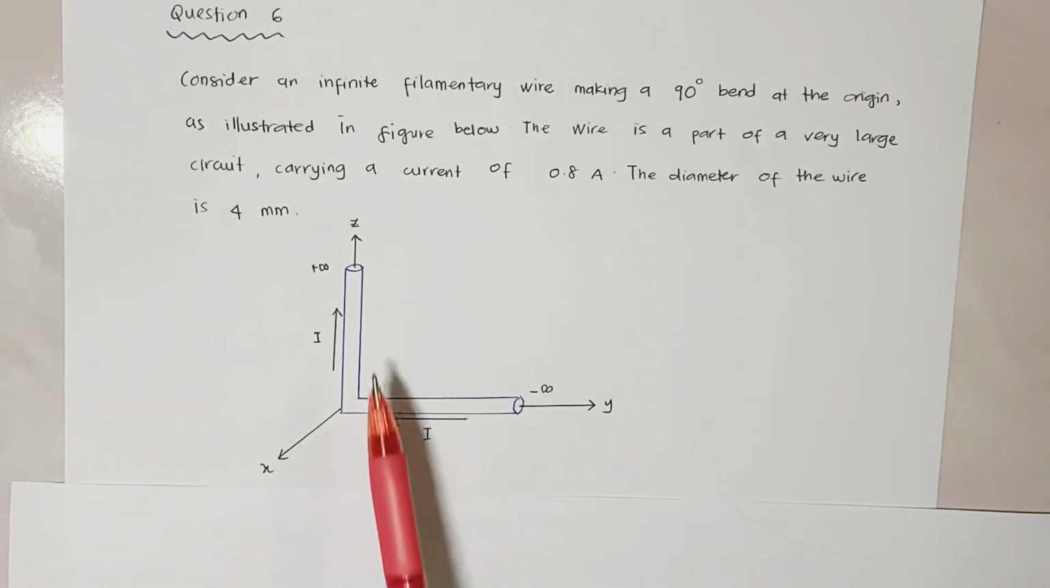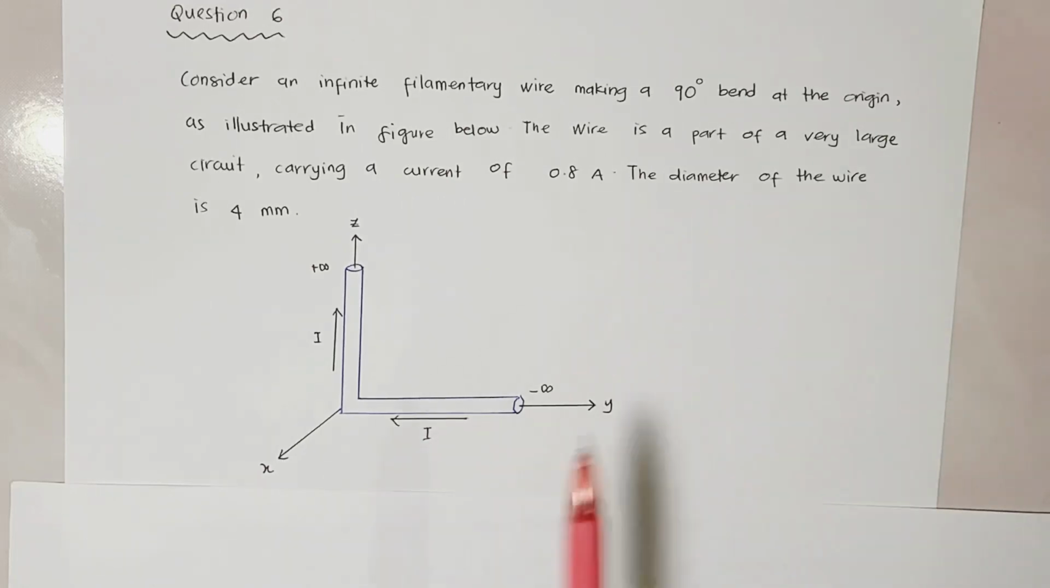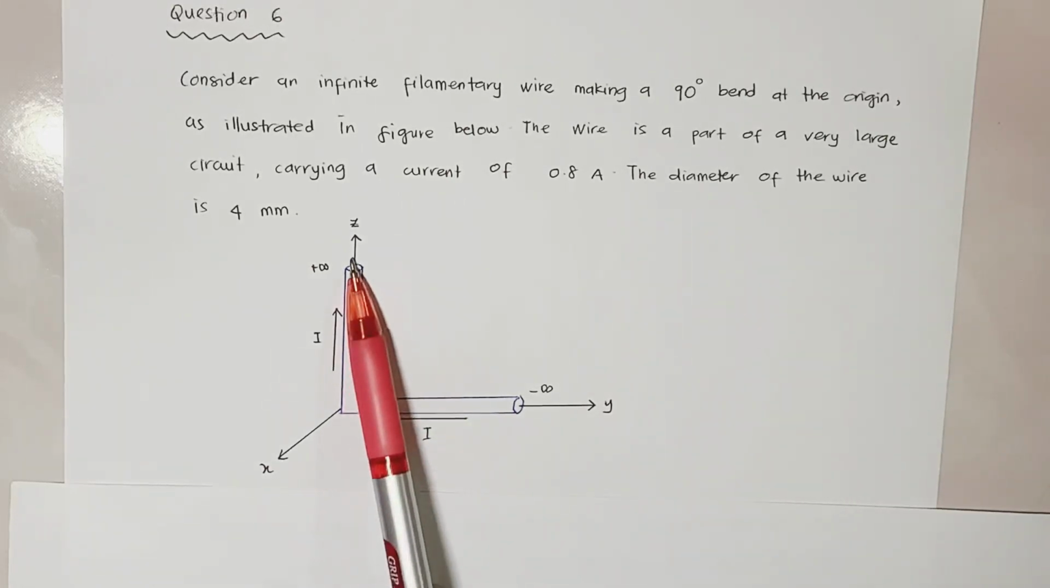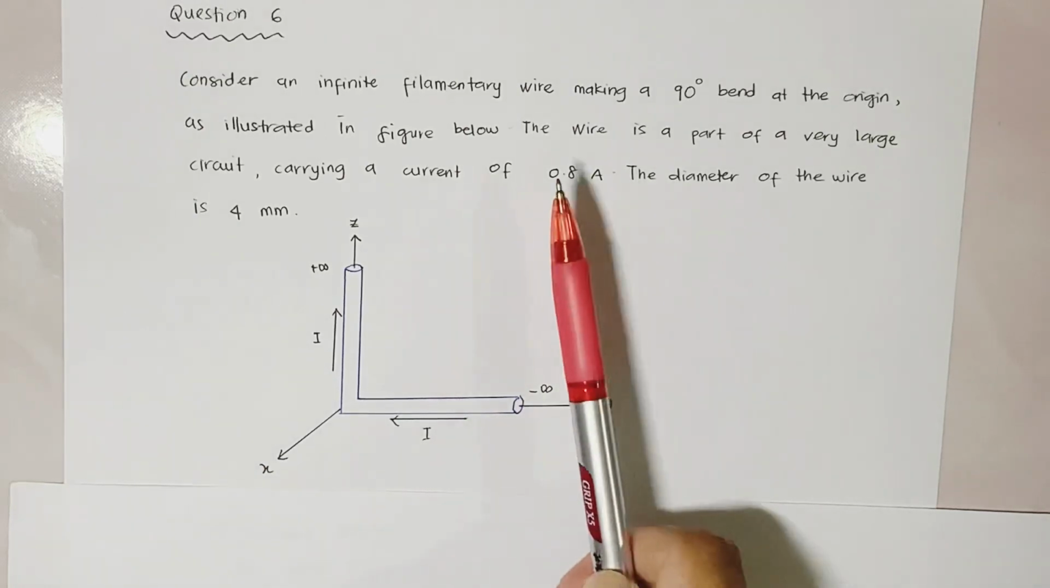Okay, so this is infinite. The wire comes from negative infinity to positive infinity, and the current is carrying from negative to positive. It is bent at 90 degrees at the origin. The current carried by the conductor is 0.8.